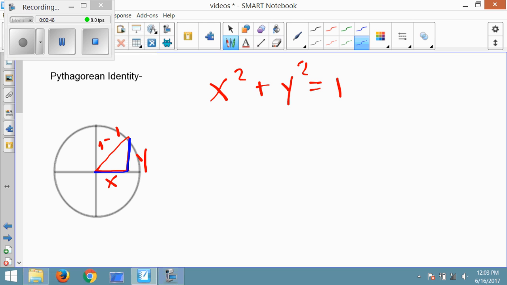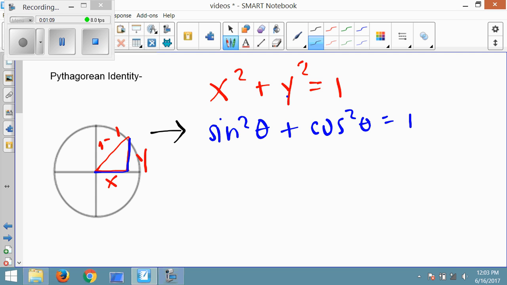So technically, when I square, I'm actually doing this backwards. I know that sine is technically the y, but the identity is usually written sine squared plus cosine squared is equal to 1. This is your first Pythagorean identity.